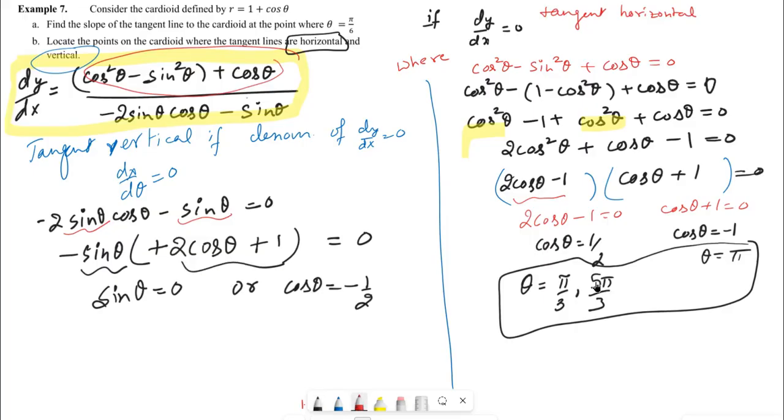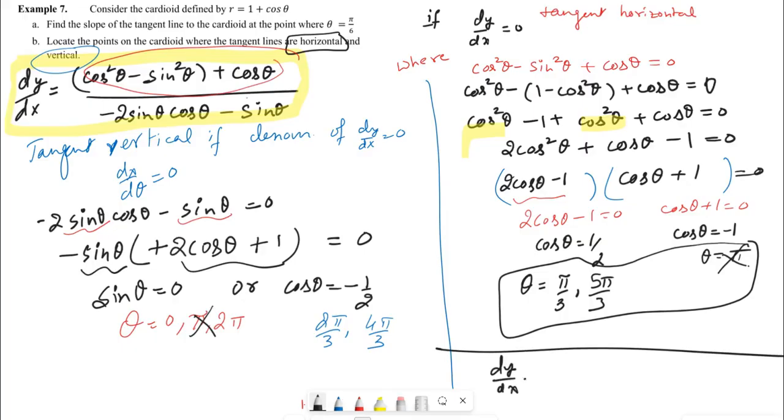When is sine theta 0? At 0 or pi or 2 pi. And when is cosine theta negative half? That is in the second quadrant, 2 pi by 3, and in the third quadrant, 4 pi by 3. Now you see pi is common in both of them, therefore it will become 0 by 0. Dy by dx will become 0 by 0 at pi, right?